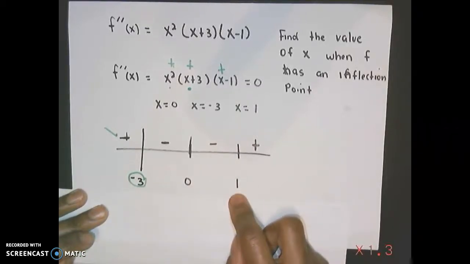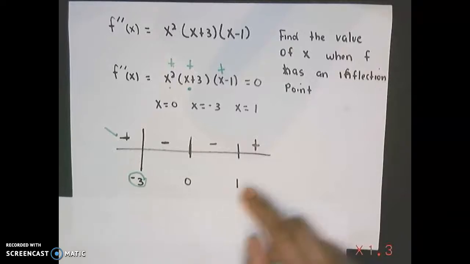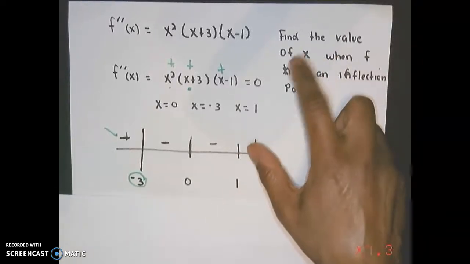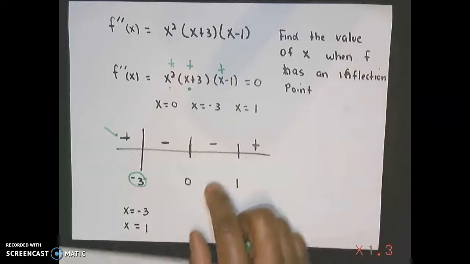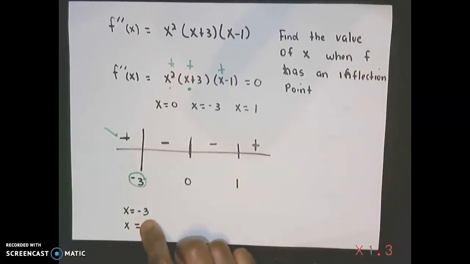Well, when the value of x is equal to 1, we know that that's going to be a place where the graph is going to change concavity. And so the question is, find the values of x where f has an inflection point, and those values are just going to be when x is equal to -3 and when x is equal to +1.